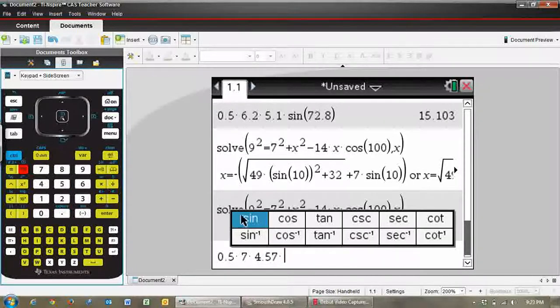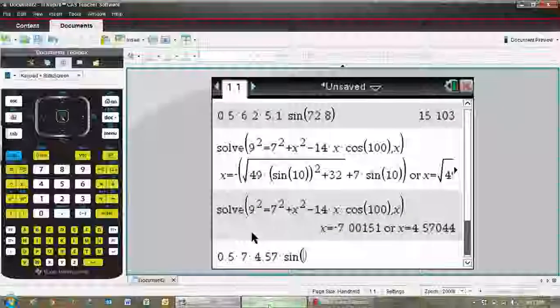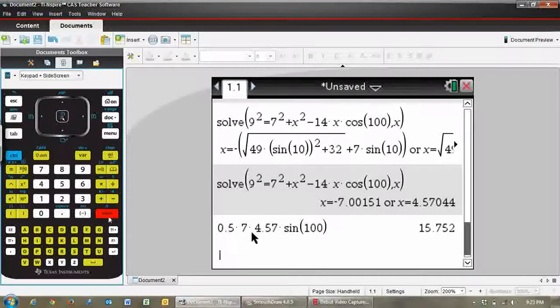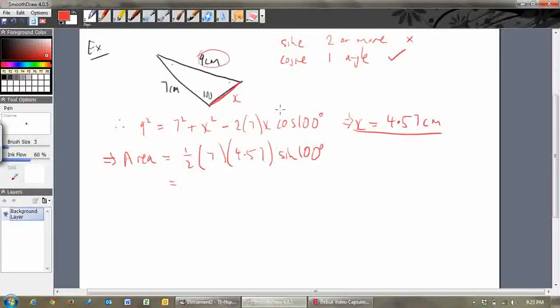Times the sine of the angle in between. I'm pretty sure it was 100, but I just can't help but check. 100 equals, and we get 15.75. And we had centimeters, so it's centimeters squared, and there is your answer.